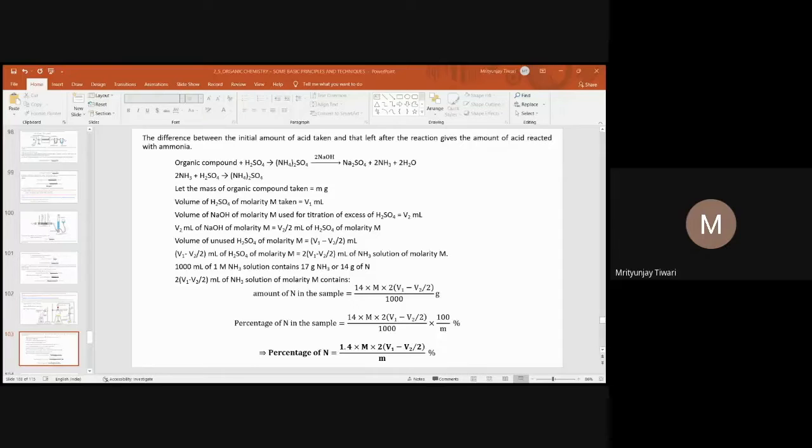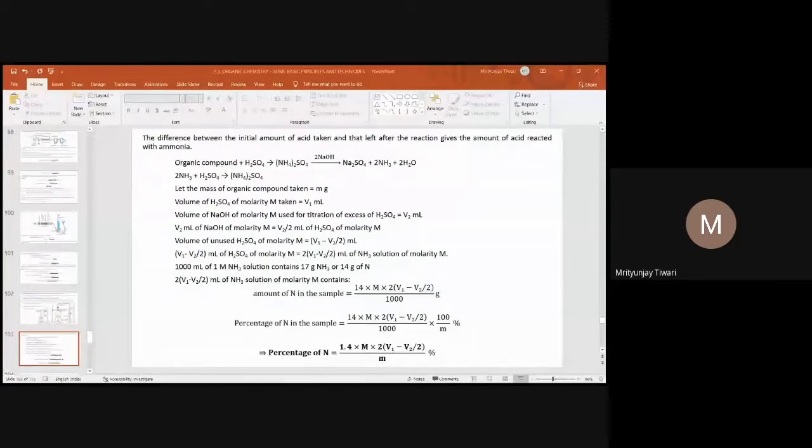Let us see this. Please note here that the Kjeldahl method does not apply to compounds containing nitrogen in nitro or azo groups, or nitrogen present in the ring. If the nitrogen is present as a nitro group, an azo group, or in the ring, the Kjeldahl method will be ineffective. It will not give us the correct measure of the percentage of nitrogen present in the organic compound.